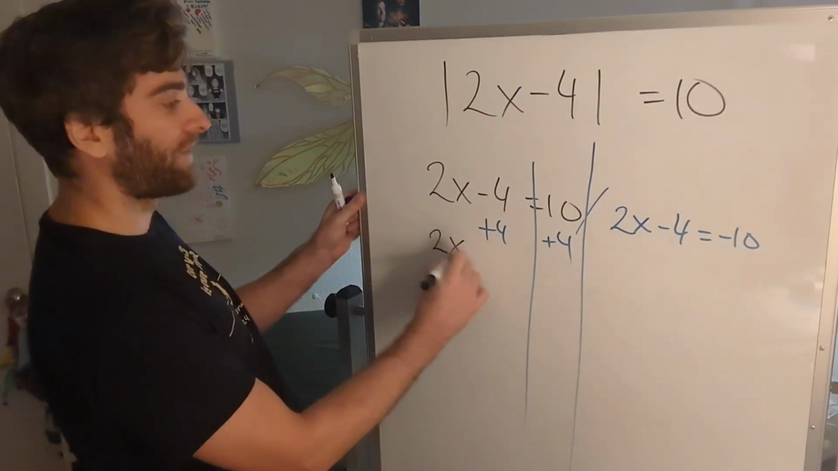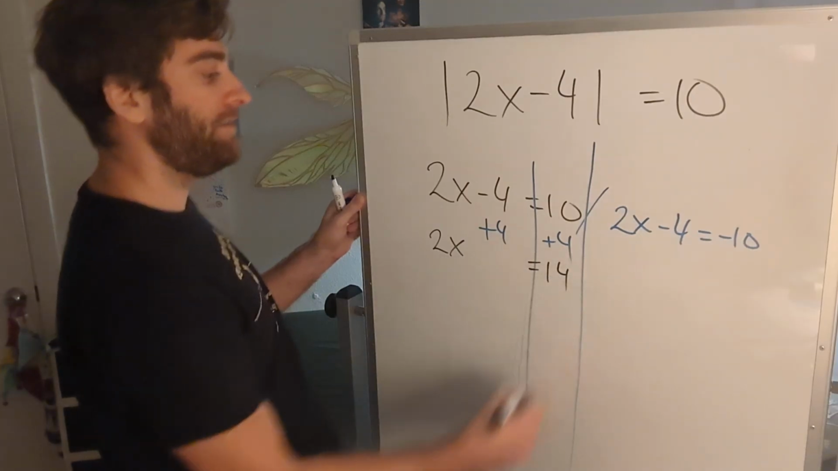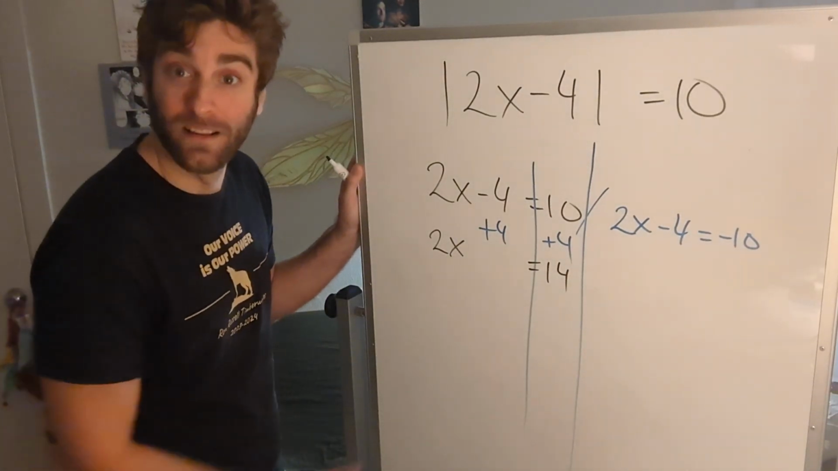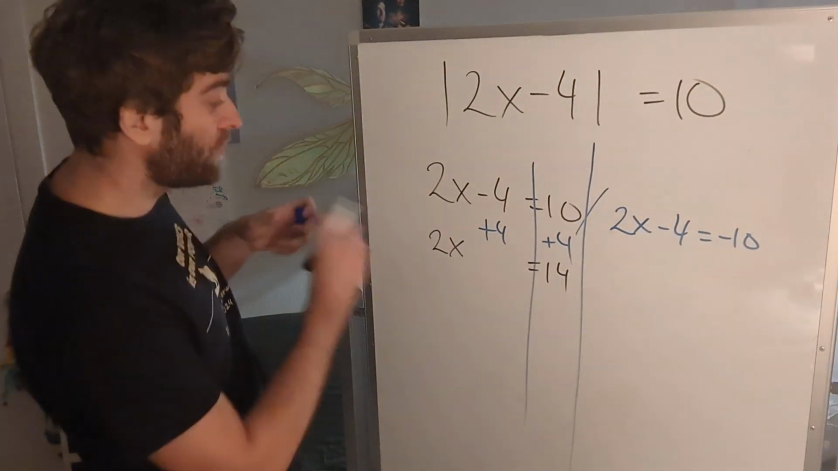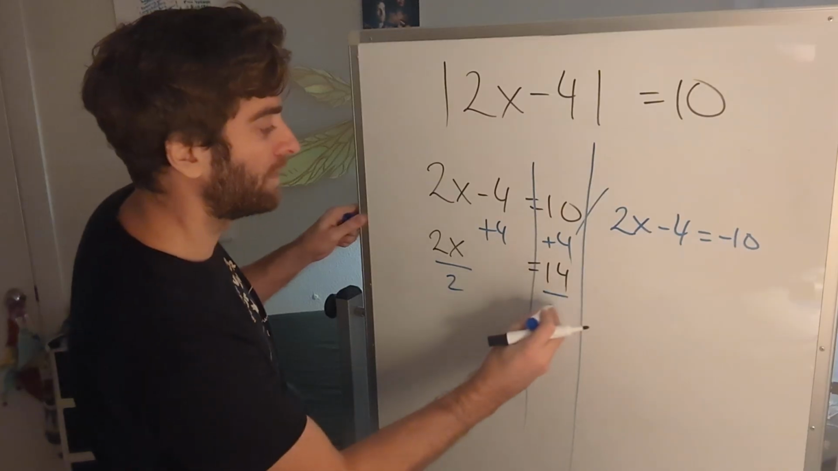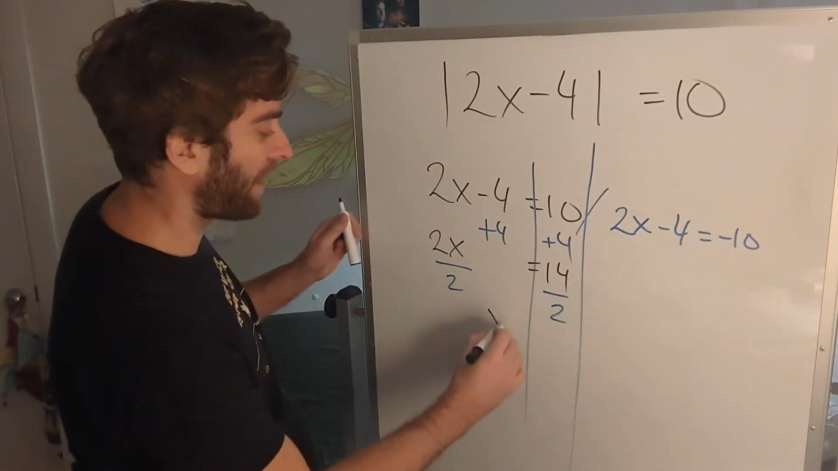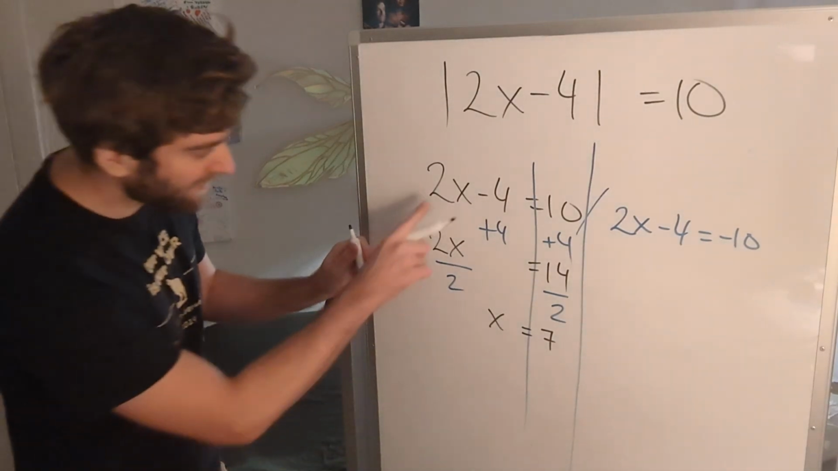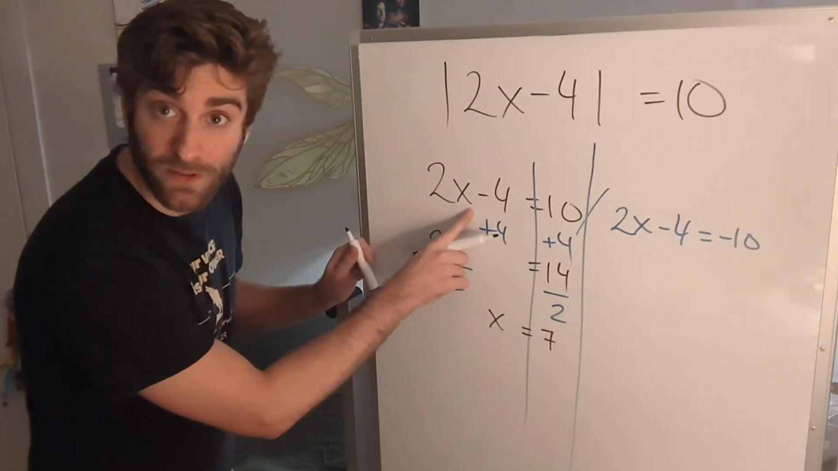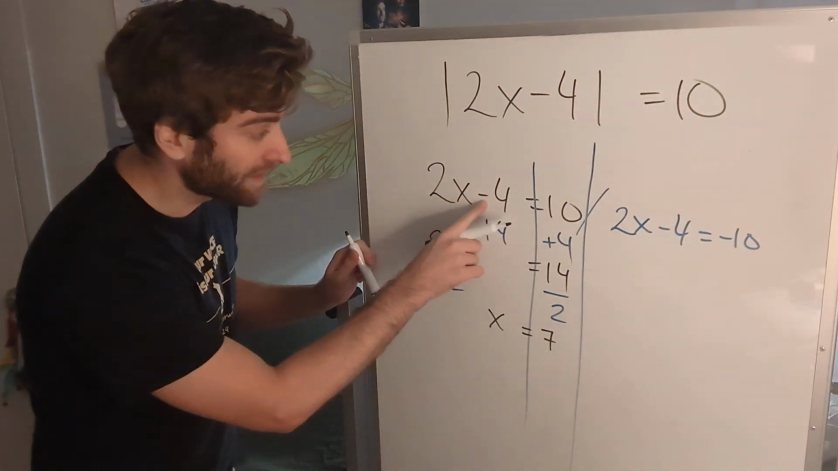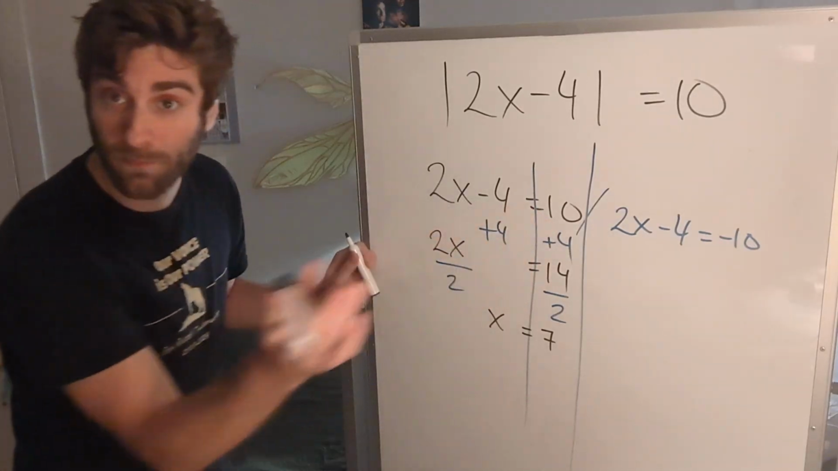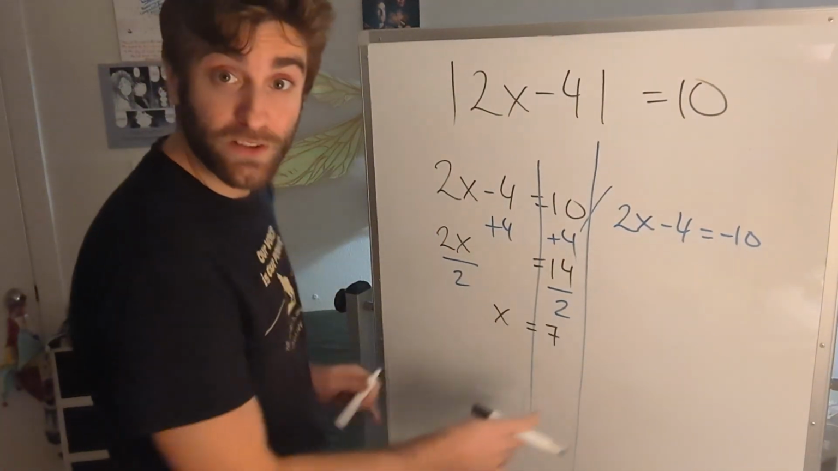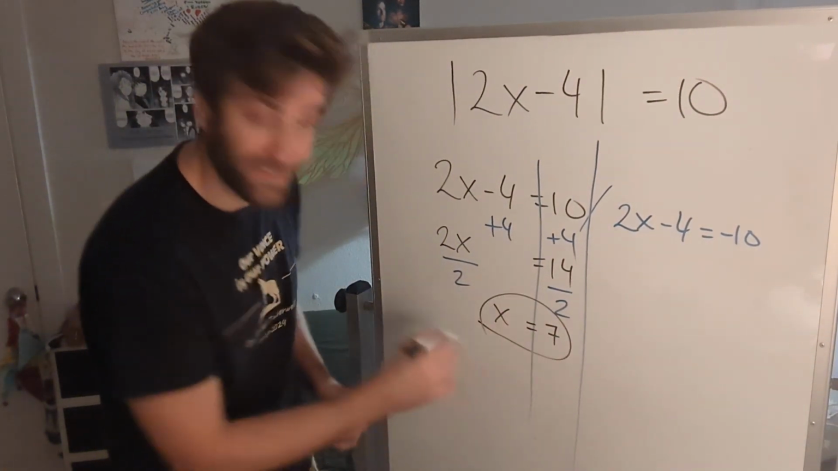So that makes 2x is equal to 14. Divide by 2 on both sides. And that leaves us with x is equal to 7. Let's see, does that make sense? 2 times 7 is 14. 14 minus 4 is 10. Perfect. Okay. So that's one solution.